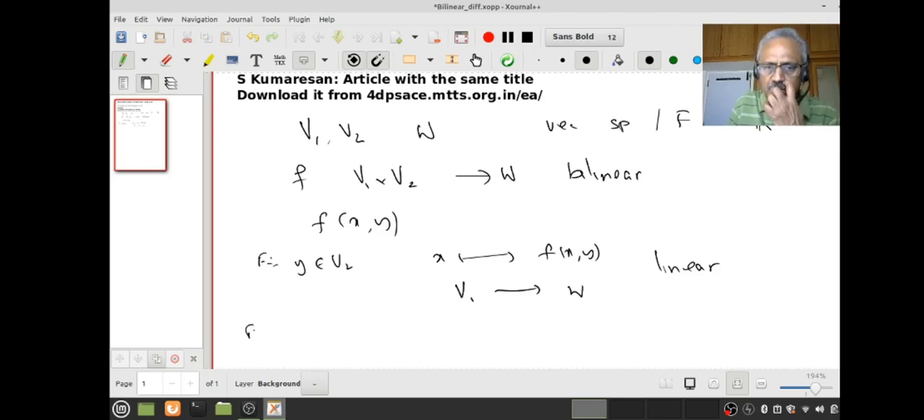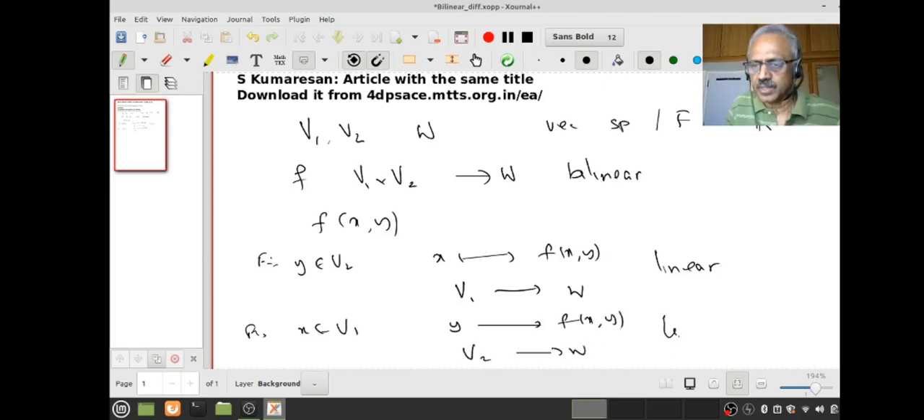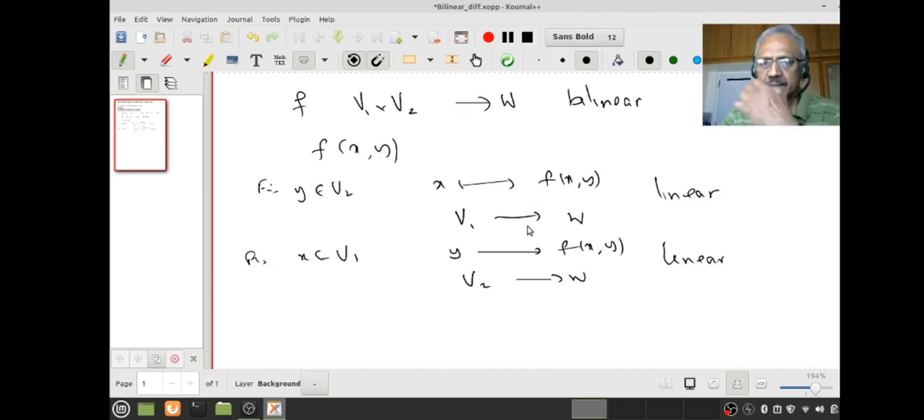And similarly, fix x in V1 and look at y going to f of x, y, and that is a map from V2 to W. This must also be linear. So in each of the variables it is linear. That's it. Then we call this a bilinear map.